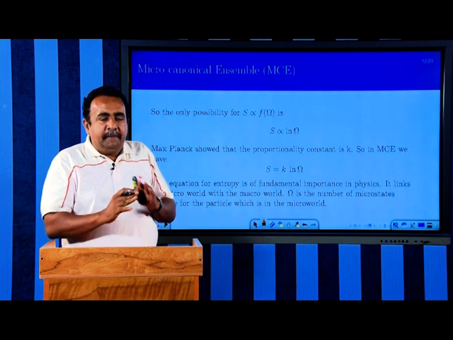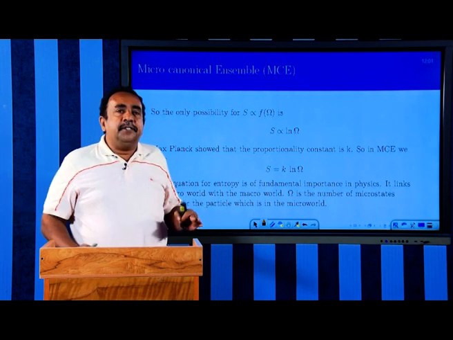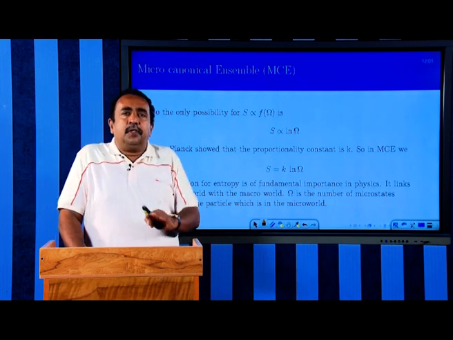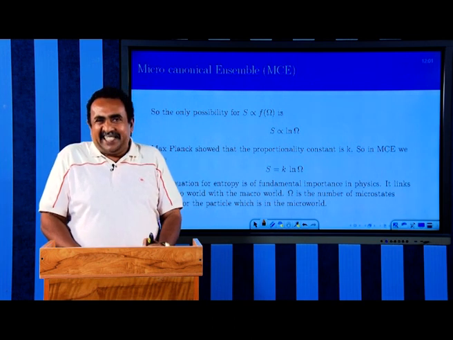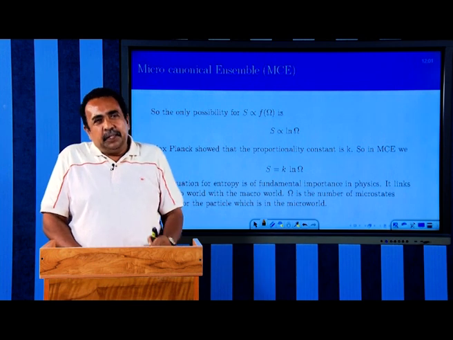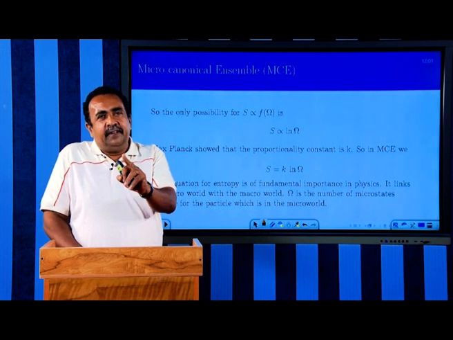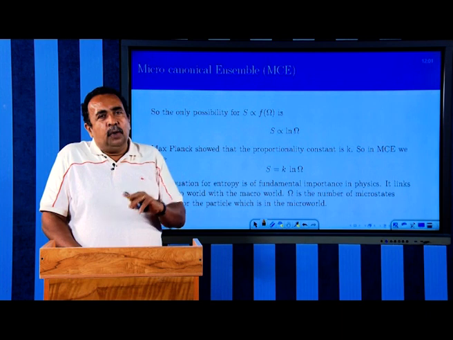He proposed that the entropy of a system, a macroscopic property, can be related to the number of microstates by the relation S proportional to log omega. Omega is a number and S is in Joule per Kelvin.